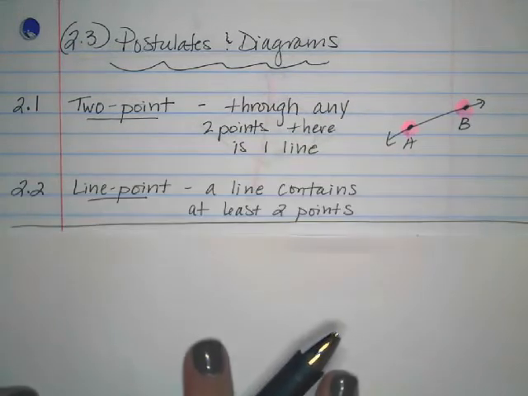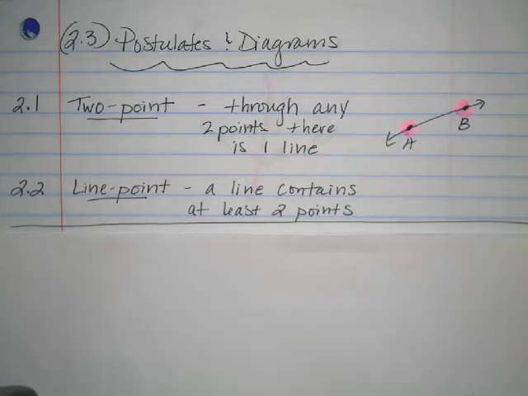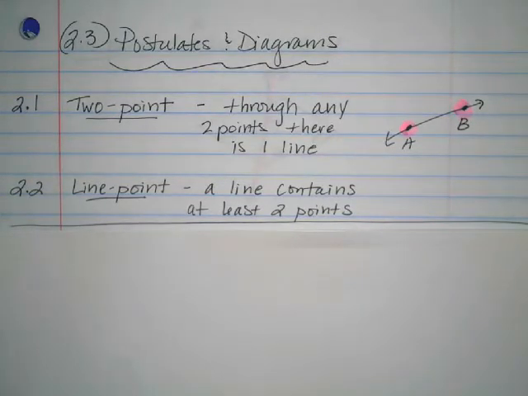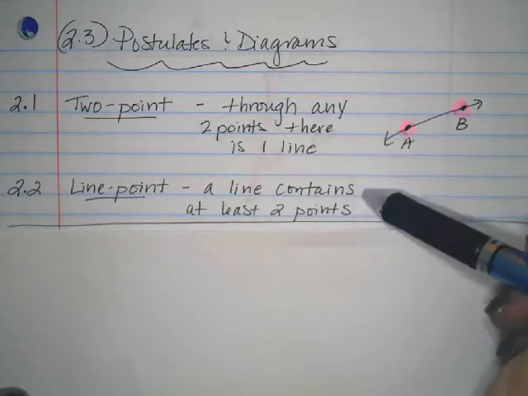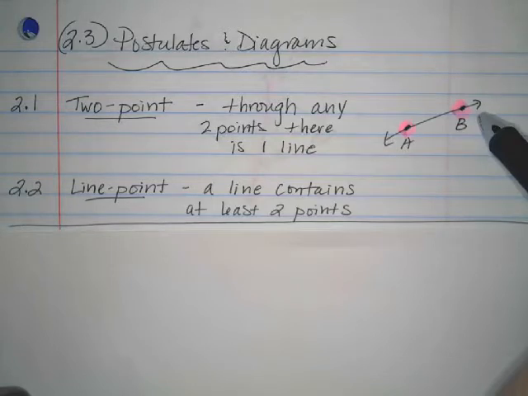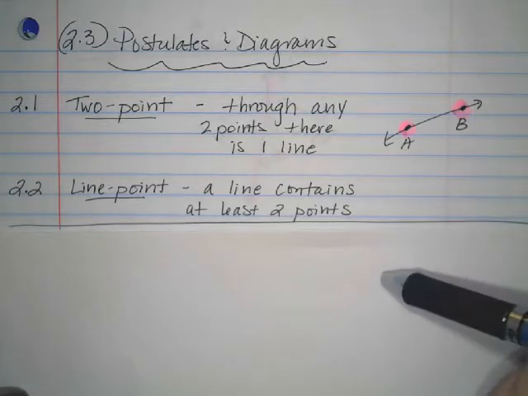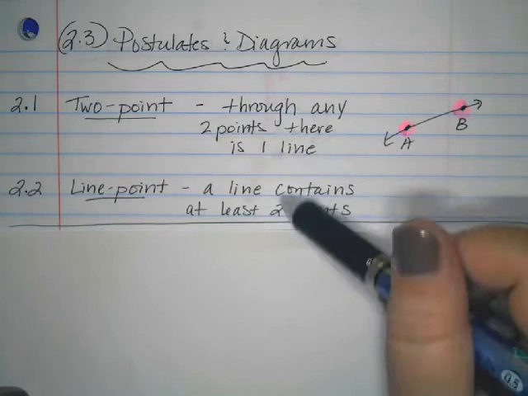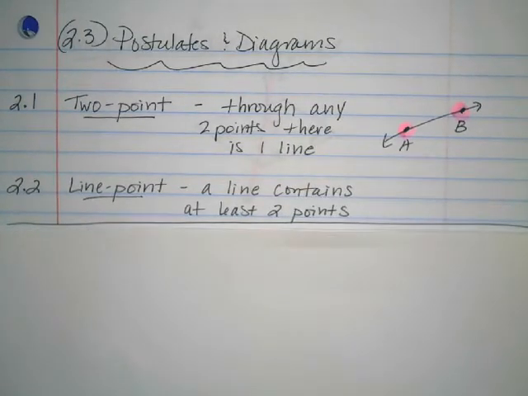And in postulate 2.2, these guys kind of go together. It's called the line point postulate. It states that a line contains at least 2 points. So it kind of works backwards. These are like backwards of each other. It's saying that if you have a line, it has to have at least 2 points. It could have more, but it has to have at least 2. So these guys are kind of paired together.